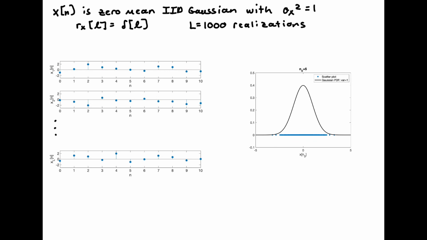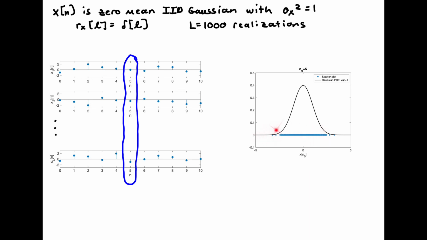So let me just highlight here at n is equal to 5. So this is x of 5. Now what I'm showing you on this plot here is a scatter plot of all of these points just at n is equal to 5. So the scatter plot goes along here. It's just all of these values scattered along this axis.